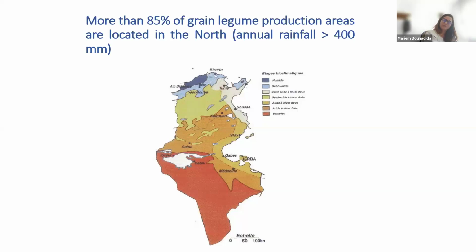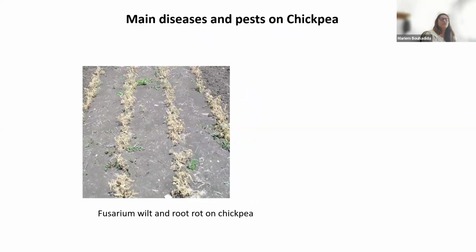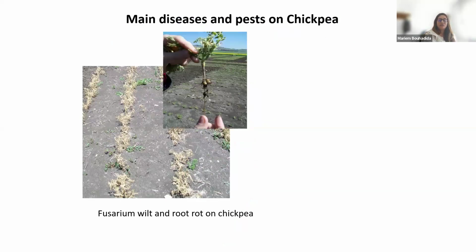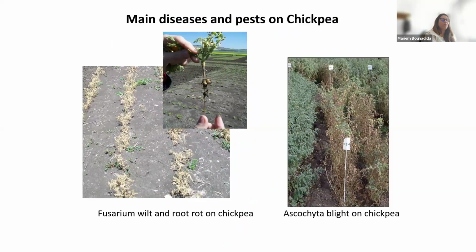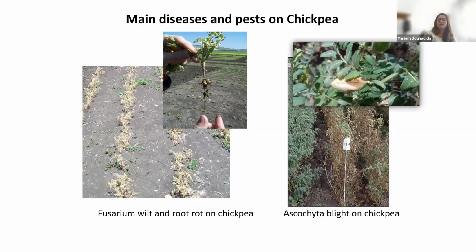In addition to the abiotic constraints, we are facing biotic challenges causing significant damages. Mainly, for example, we have the problem of fusarium wilt, and also the problem of ascochyta blight. So we have similar biotic constraints, like, for example, in Spain or the south of the Mediterranean countries.